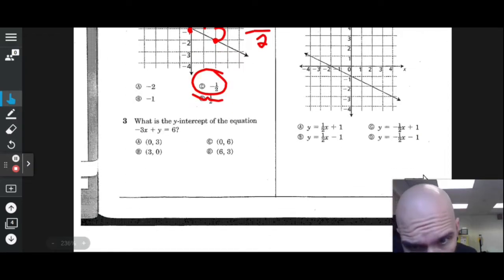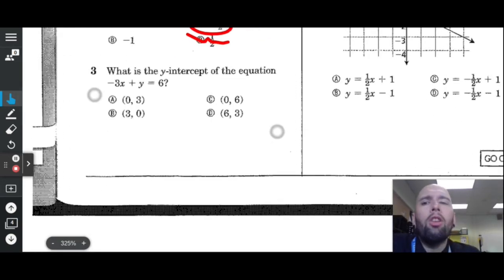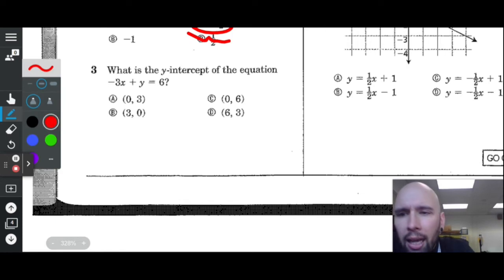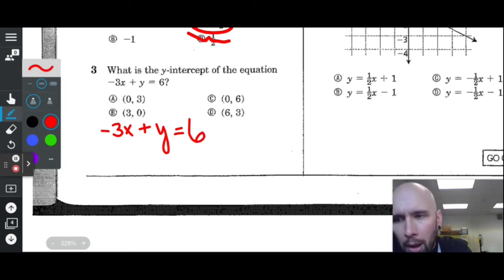What is the y-intercept of the equation y equals 3x plus 6? Well, what I said in the previous screen is when y is all by itself, the number floating around is the y-intercept. Y is not all by itself. I have a negative 3x on the left side with y, so I have to get rid of a negative 3x. Right now, I'm not allowed to just say my y-intercept is that because y is not all by itself yet.